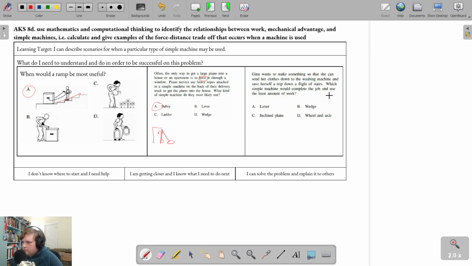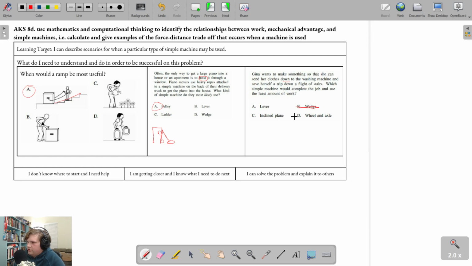Okay. Gina wants to make something so that she can send her clothes down to the washing machine and save herself a trip down a flight of stairs. She's lazy. Which simple machine would complete the job and use the least amount of work? Okay. She wants to send her clothes down. Keyword down. Okay. Wedge is used to separate things. That's out. Okay. Lever, inclined plane, wheel, and axle.